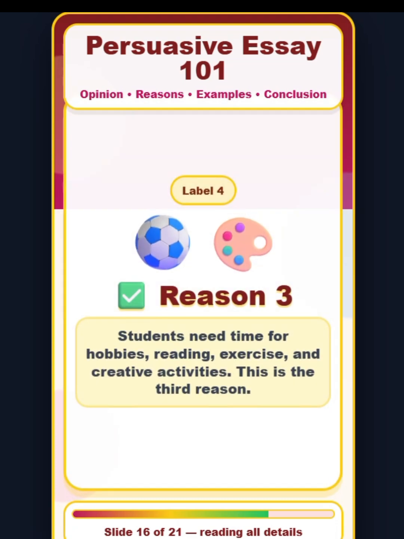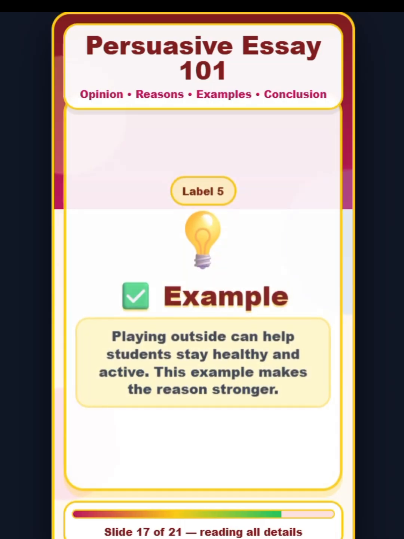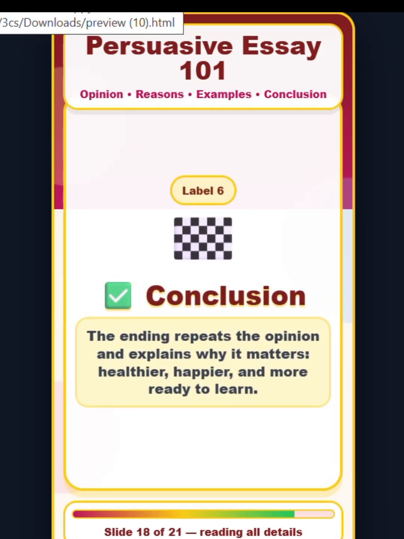Check. Reason 3. Students need time for hobbies, reading, exercise, and creative activities. This is the third reason. Check. Example. Playing outside can help students stay healthy and active. This example makes the reason stronger. Check. Conclusion. The ending repeats the opinion and explains why it matters: healthier, happier, and more ready to learn.